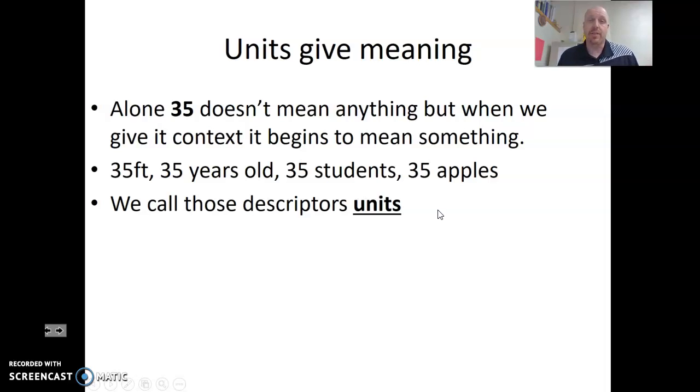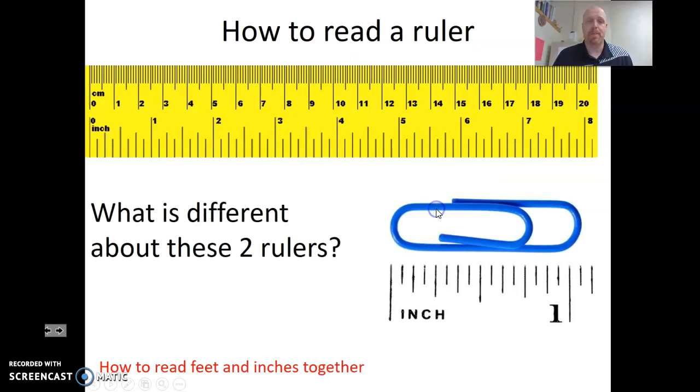Again, alone 35 doesn't mean anything, but when we give it context, it begins to mean something. 35 feet, 35 years old, 35 students, or 35 apples. We call these descriptors units, okay?